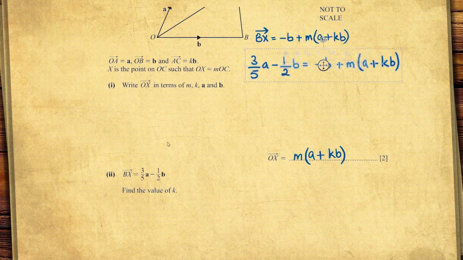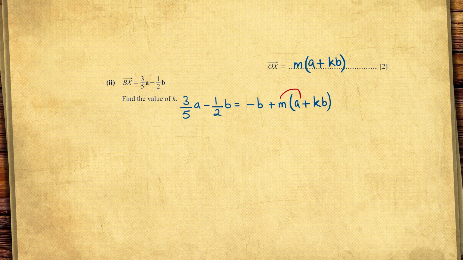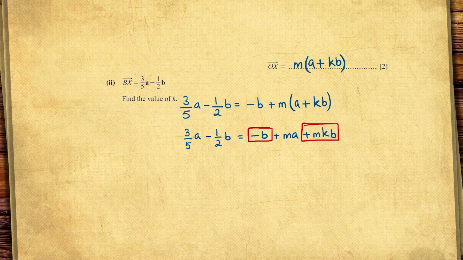Now let's move this over here so we have more space for working. First, we multiply M with this bracket. So we get 3 by 5A minus 1 by 2B is equal to minus B plus MA plus MKB. Now we collect the like terms. These two terms contain B, so we collect them together. 3 by 5A minus 1 by 2B is equal to MA plus MKB minus B.